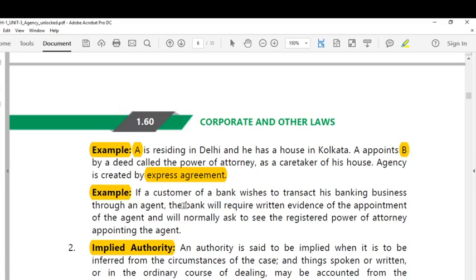And if you see the second example, if a customer of your bank wishes to transact his banking business through an agent, the bank will require a written evidence of the appointment of the agent and will normally ask to see the registered power of attorney appointing the agent. So normally, if something is to be done through an agent with respect to some banking transactions, a bank should be given some evidence stating that some power of attorney appoints him as an agent, and his powers should also be enshrined in that. Thereby, the person can continue as an agent, and the agency will come into the picture. That is the second example.